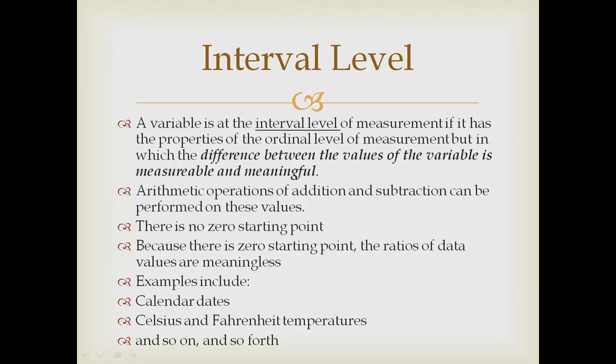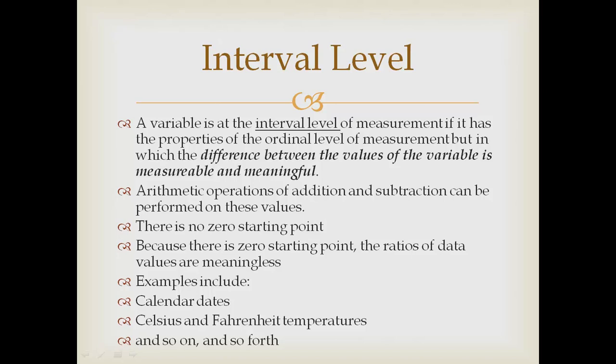Interval level: a variable is at the interval level of measurement if it has the properties of the ordinal level of measurement, but in which the difference between the values of the variable is measurable and meaningful. Now, when we look at the ordinal level, what will you say is the difference between a 5 movie star and a 4 movie star? Or a 5-star hotel and a 4-star hotel? Or the difference between grade A and grade B? I mean, the difference doesn't make meaning. There's no numerical difference, right?